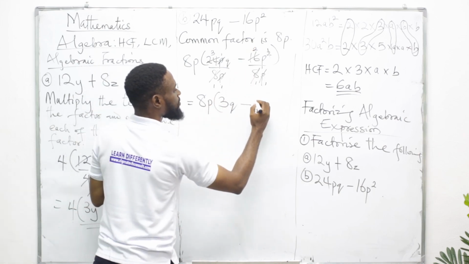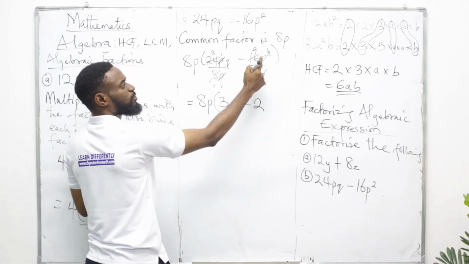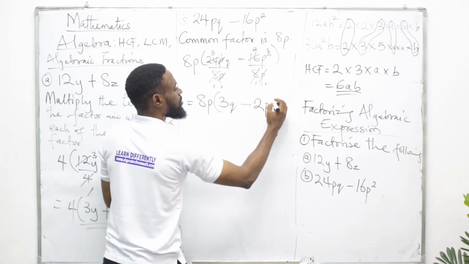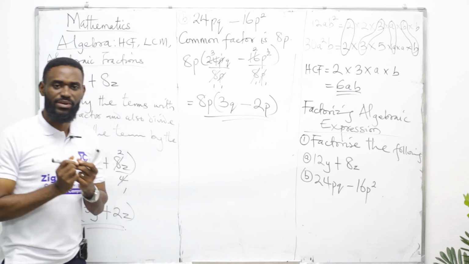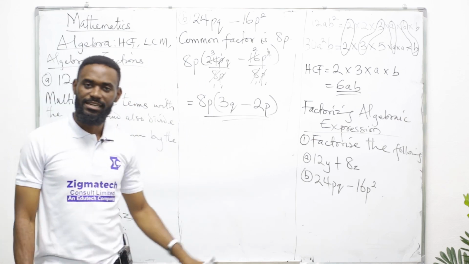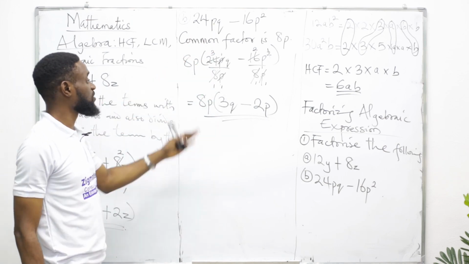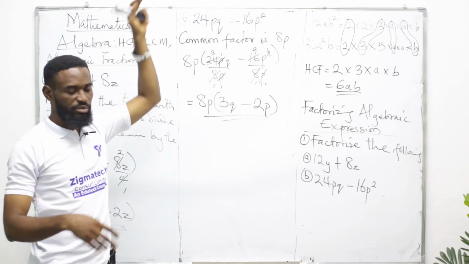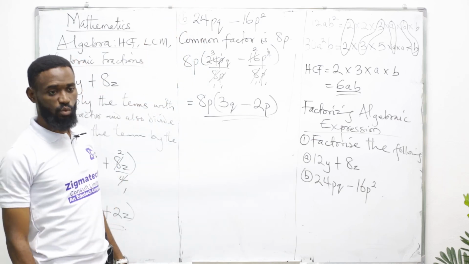Here we have 2. Then there is a P that is left here because we removed only one P. So that P is now 2P. Close your bracket. We have expressed that in terms of their factors. So this is what the answer is. If you expand this, it will give you 24PQ minus 16P squared.